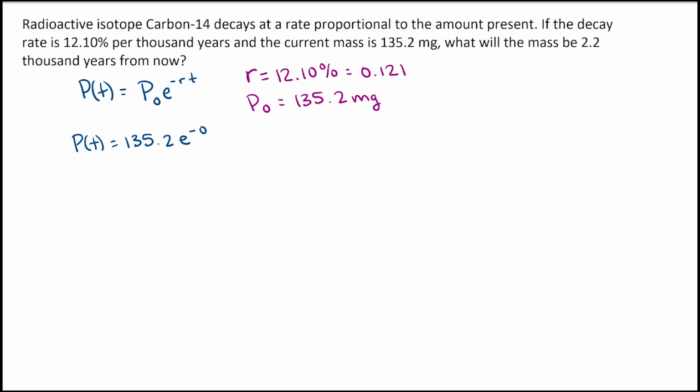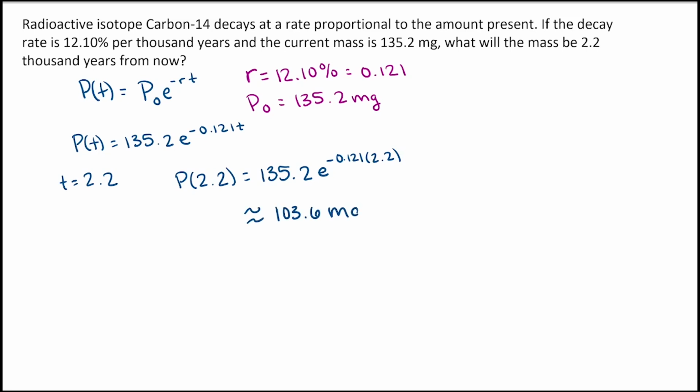We can plug these things into our formula, and we know that it's exponential decay, so we need to do negative r and not positive r. So P of t is going to be equal to our initial value, 135.2, times e raised to the negative 0.121t. Plugging in 2.2 to solve for the mass in 2.2 thousand years, we'll get P of 2.2 equals 135.2 times e raised to the negative 0.121 times 2.2 power, and that's equal to approximately 103.6 milligrams of carbon-14.